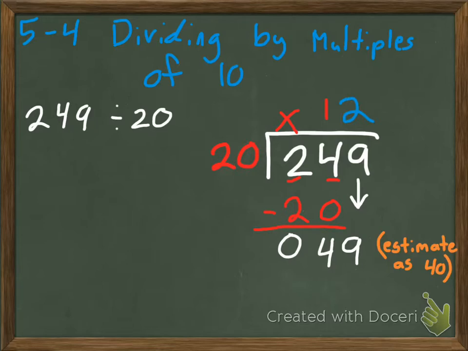I'm going to multiply. 2 times 2 is 4, with the 0 behind it is 40, so 20 times 2 is 40. Then I subtract 49 minus 40. I get 9. There's nothing else to bring down, so my answer is going to be 12 with a remainder of 9.